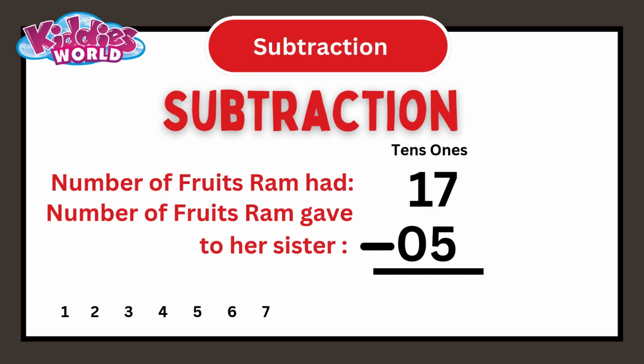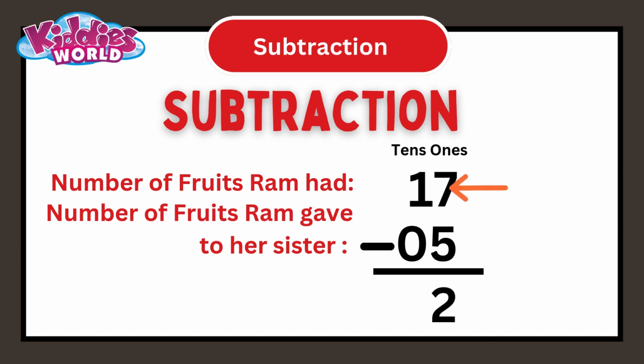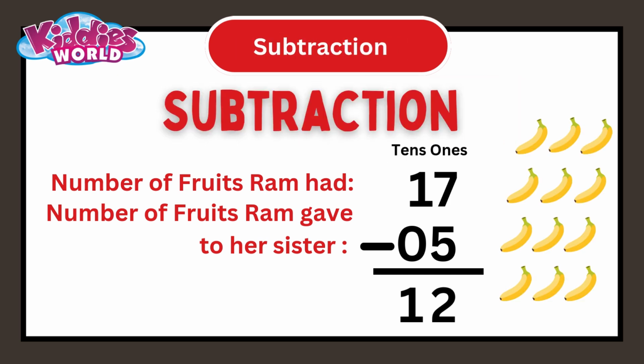Look at the ones column first. From 7, take away 5. What do we get? That's right, 2. Now, look at the tens column. There's just 1, and there's nothing to subtract from it, so it stays as it is. So, 17 minus 5 equals 12. Now, Ram has 12 fruits left.